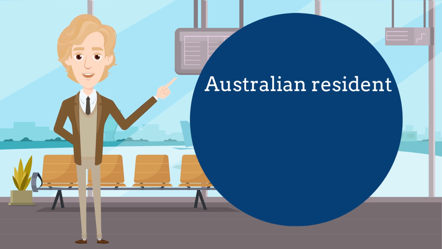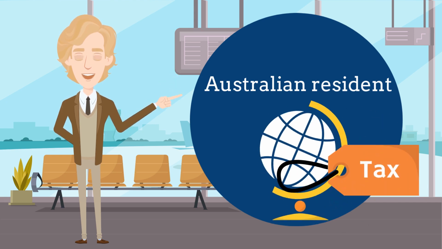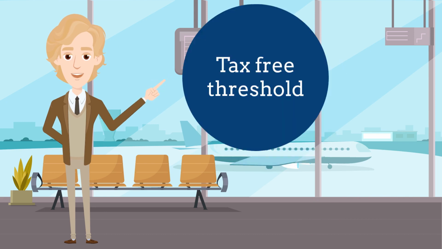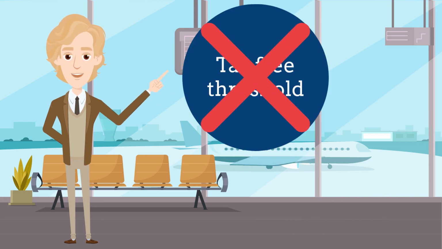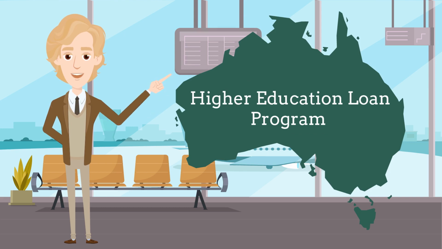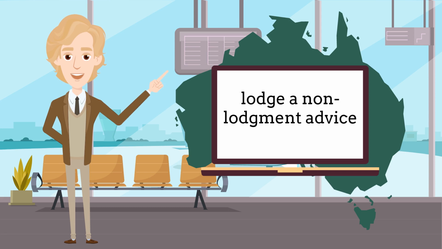Australian residents for tax purposes must declare all worldwide income, even if overseas tax has been paid on that income. Generally, a foreign income tax offset will be available. Foreign residents are not eligible to claim the tax-free threshold, nor do they pay the Medicare levy. Foreign residents must declare any income derived in Australia, and if holding a higher education loan program or trade support loan debt, must declare all worldwide income or lodge a non-lodgement advice.